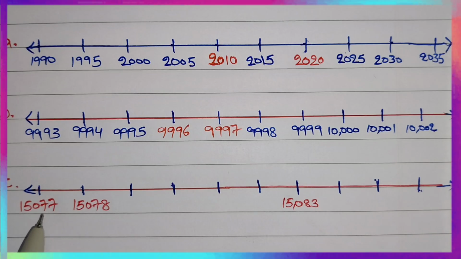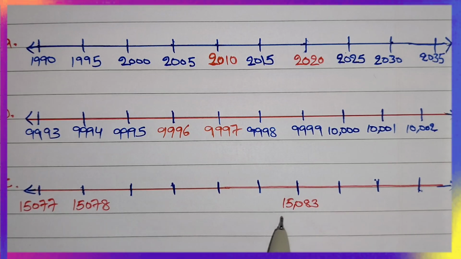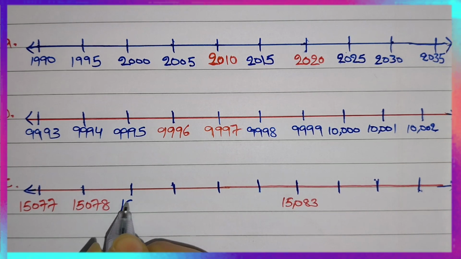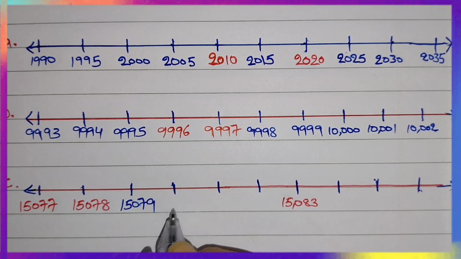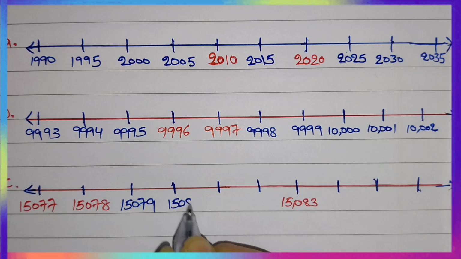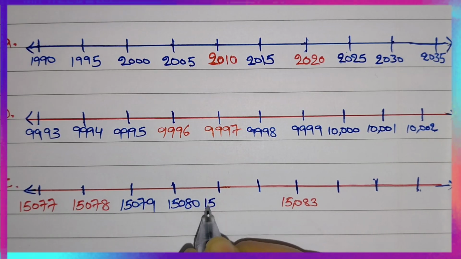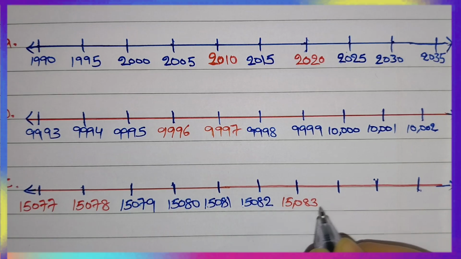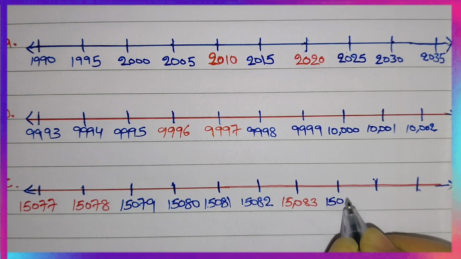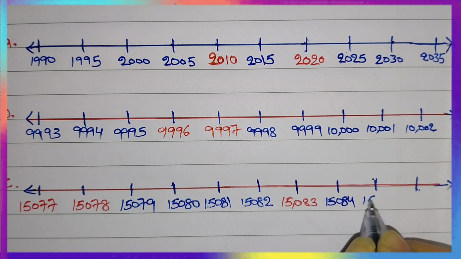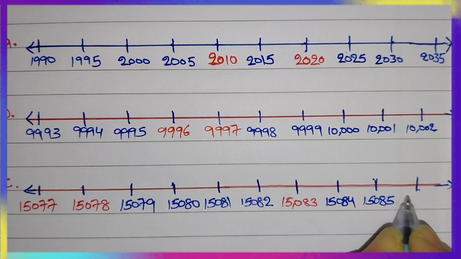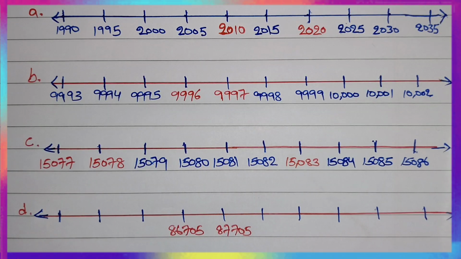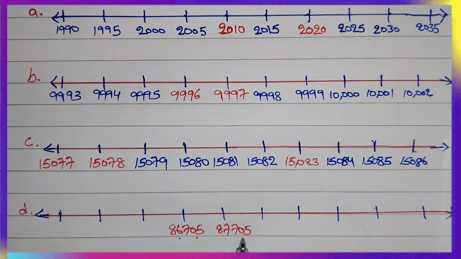Next C, they have given three numbers this time: 15,077, 15,078, 15,083. Here if you observe, the difference between the numbers is 1. Based on this we have to mark the numbers: 15,079, 15,080, 15,081, 15,082, 15,083, 15,084, 15,085 and the last number is 15,086.